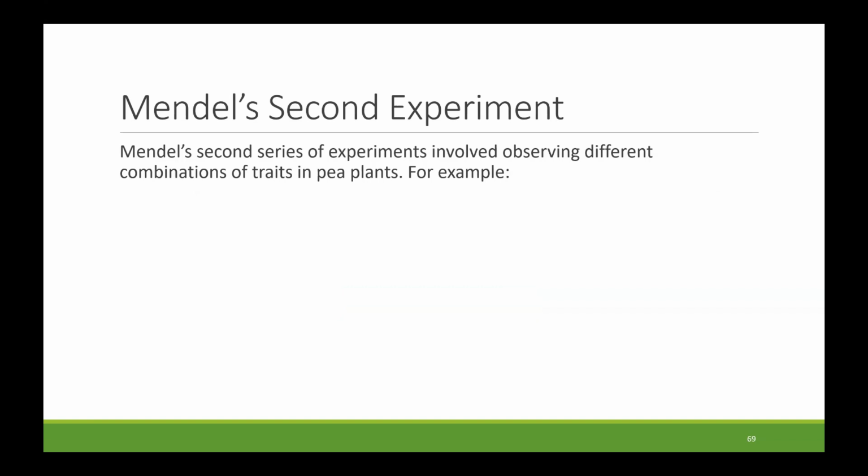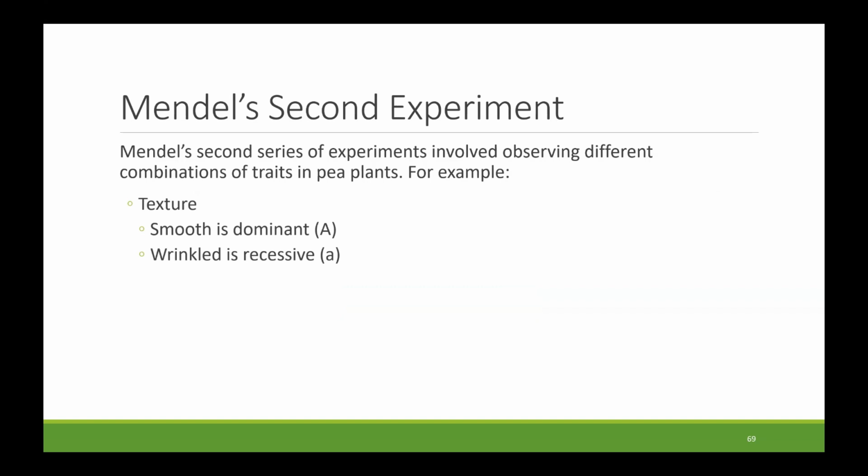And now we're going to move on to talk about one other really important reality that Mendel discovered about the inheritance of traits in a separate second series of experiments. So his second series of experiments were focused on observing different combinations of traits in pea plants rather than just a single trait. So for example, we just did a deep dive on the characteristic of texture, in which smooth is the dominant and wrinkled is the recessive trait.